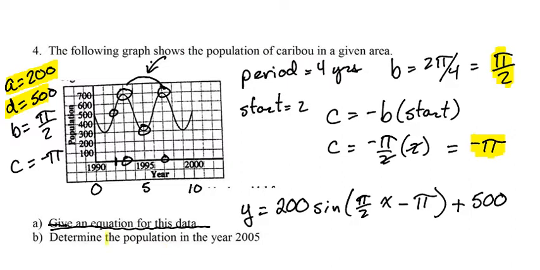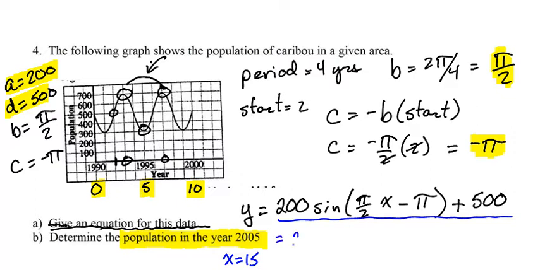To determine the population in the year 2005, we need to recognize that 1990 was 0, 95 was 5, 2000 was 10. So 2005 is going to be in our year 15, so x is going to equal 15. We can either graph this, set the window settings, and then go trace 15, or we can just plug it into our calculator and go 200 sine. It's going to put in a bracket for us. We go pi divided by 2 times 15 minus pi, close the bracket, plus 500.